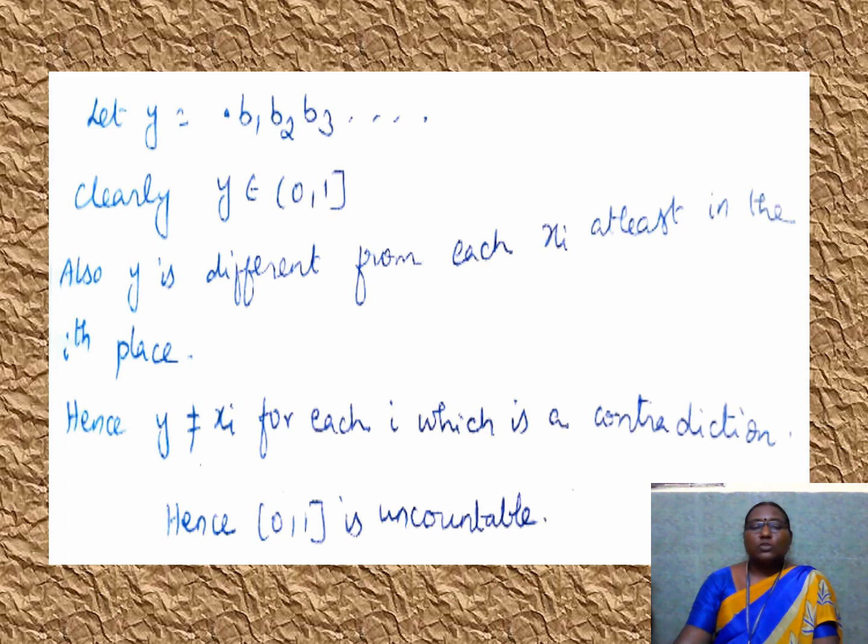Then y belongs to the open-closed interval (0, 1], because y is of the form 0 point something. So the decimal parts b1, b2, b3 are all not equal to 0, and are all not equal to ann. So each bi is different from each aii. So this y is different from each xi at least in the diagonal place, that is at least in the ith place. So this y is not equal to xi for each i. So we arrive at a contradiction, and hence we are proving that (0, 1] is uncountable.